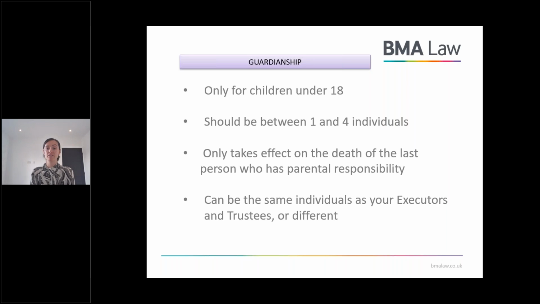It can be the same individuals as your executors and trustees, or it can be different. It is more common for them to be the same because we find that it's sensible to have the same adult persons involved in dealing with the assets and the paperwork, so that they're in the know and they're in control, and that they have access to the decision making about accessing potential trust monies, etc., to assist them with looking after that child or children during their minority.